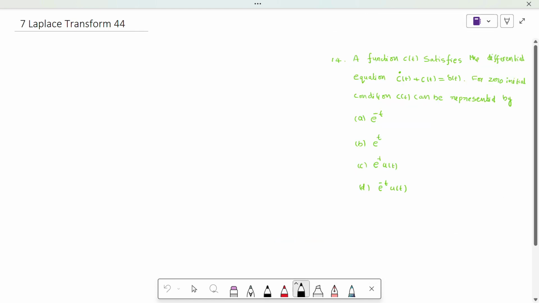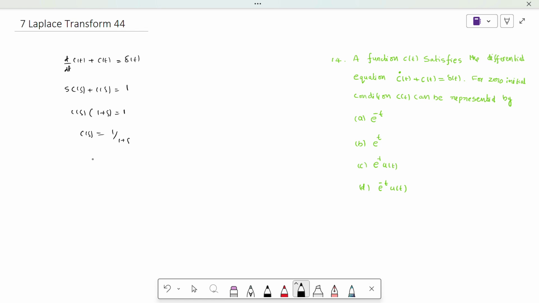So the next problem: a function C of t satisfies the differential equation for zero initial conditions. C of t can be represented as: d by dt of C of t plus C of t equals delta of t. We need to find C of t. So Laplace transform: s into C of s plus C of s equals 1. So C of s common, (1 plus s), equals 1. So C of s equals 1 by s into (1 plus s).